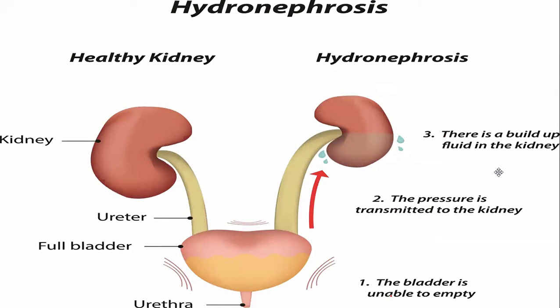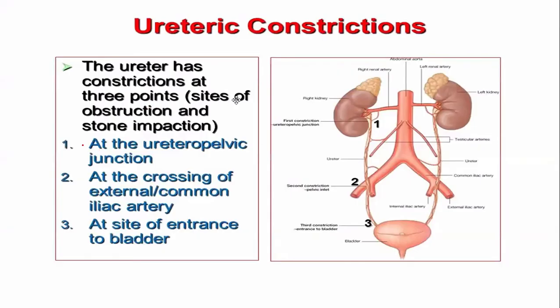Therefore, the bladder is empty, then the pressure is transmitted to the kidney, then there's a buildup of fluid in the kidney. According to Dr. Alcover, there are 3 constrictions: at the ureteropelvic junction, at the crossing of the external or common iliac artery, and at the site of the entrance to the bladder, or the ureterovesical junction. This is the smallest diameter of all the 3 junctions. That's why stones tend to lodge here.